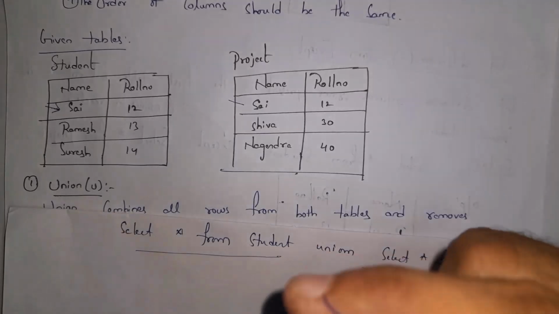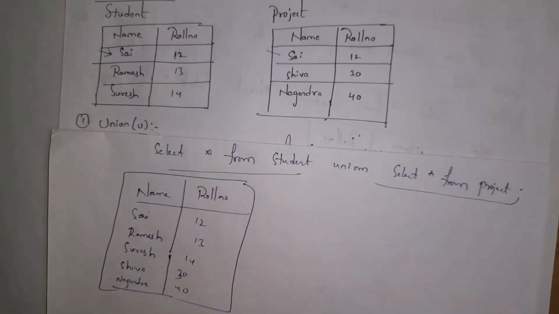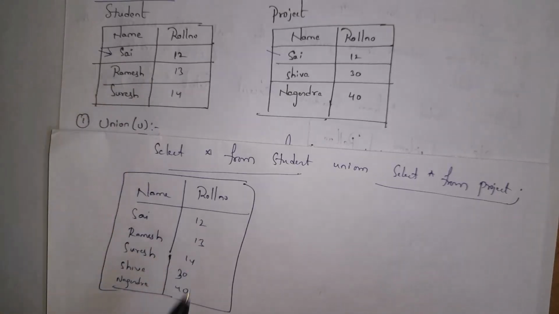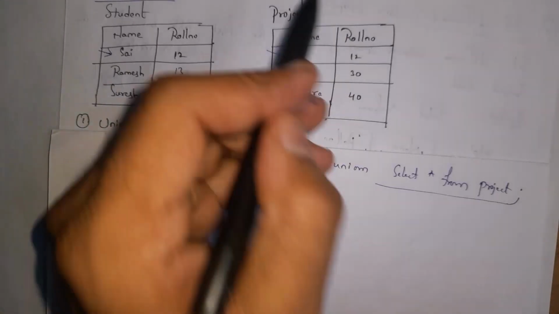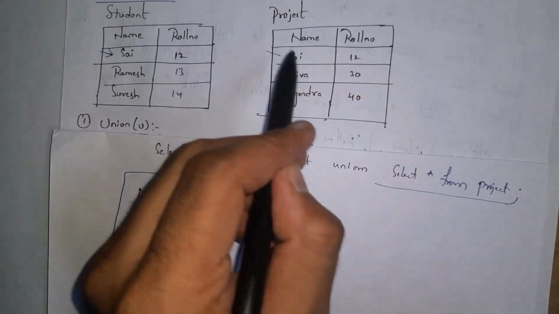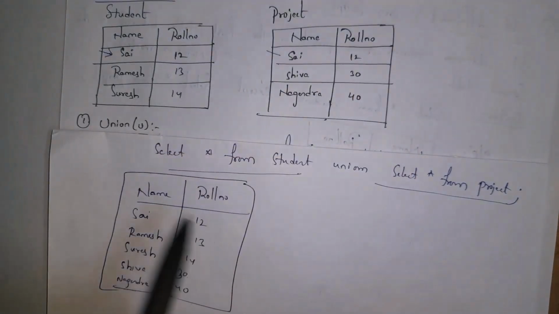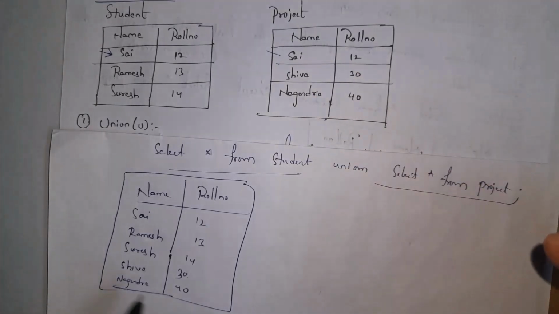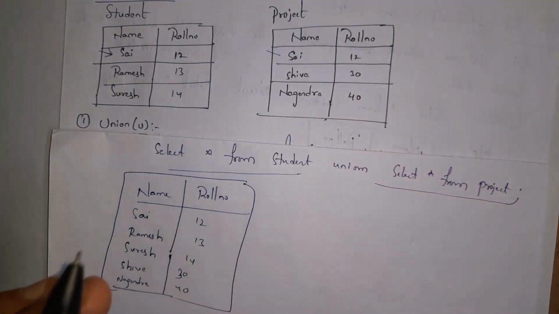Both tables are combined and a new table is created. This is my output. At first, name Sai, roll number 12, and Ramesh, roll number 13, Suresh, roll number 14. For table project, there is Sai, roll number 12. But Sai 12 is already written here, so this Sai 12 is not selected. And Shiva 30 and Nagendra 40 are written at last. This is the output for the union operation.